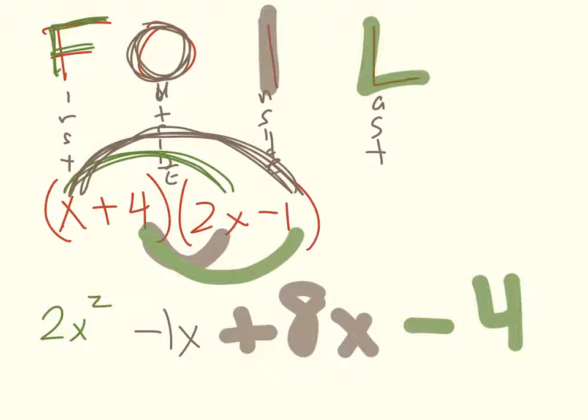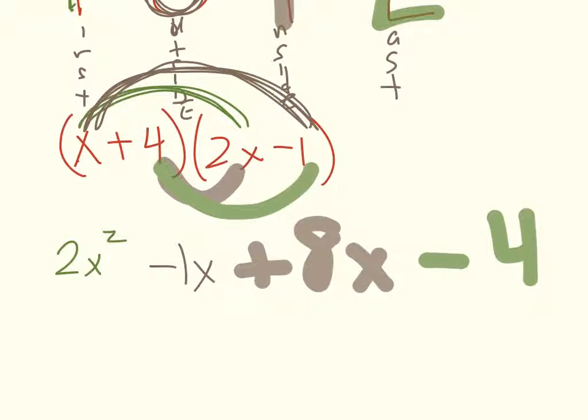And you see that we get the same terms as we did in the rectangles, as in double distributing, and now foiling, and we can combine these like terms, and we again get 2x squared plus 7x minus 4.